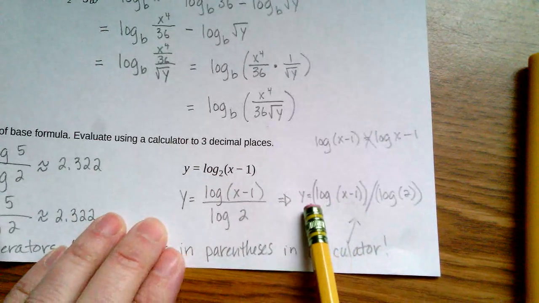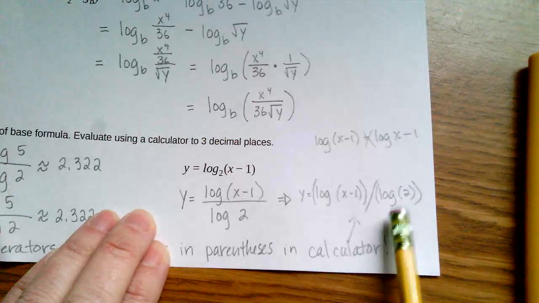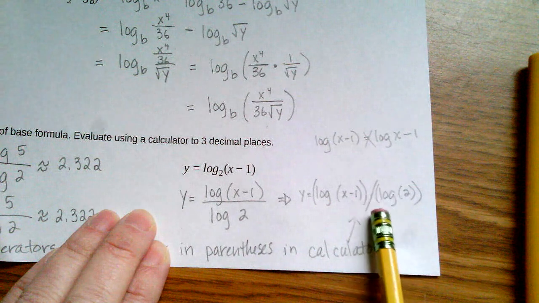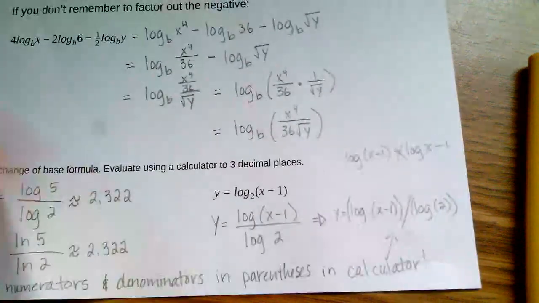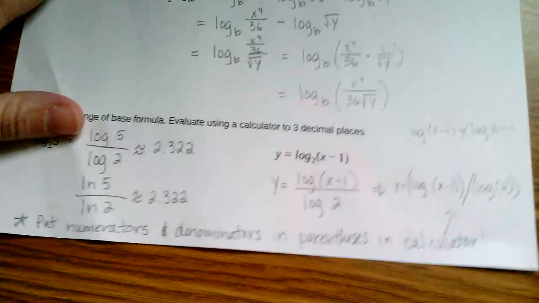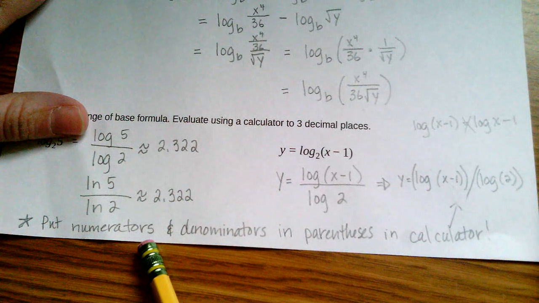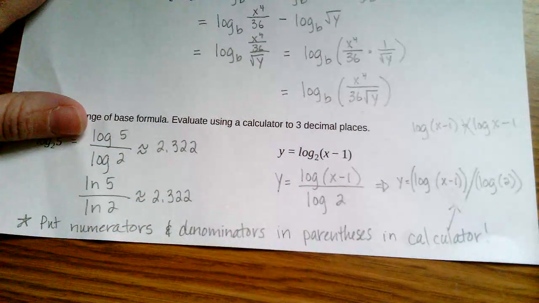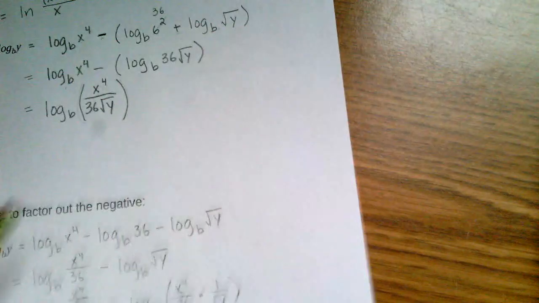In your calculator, this is what you would type. Okay, you're putting parentheses around your numerator, you're putting parentheses around your argument, you're putting parentheses around your denominator and its argument. Okay, so I put this as some notes. It's super important to put numerators and denominators in parentheses in your calculator. Okay, I hope this is clear. If it's not, come to office hours and we can talk about it.